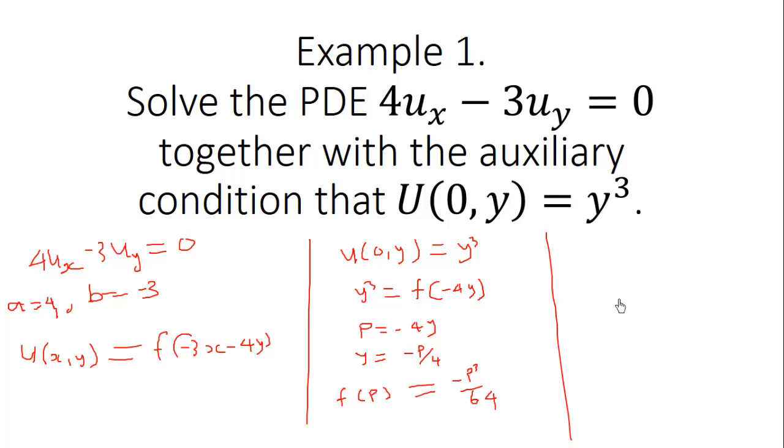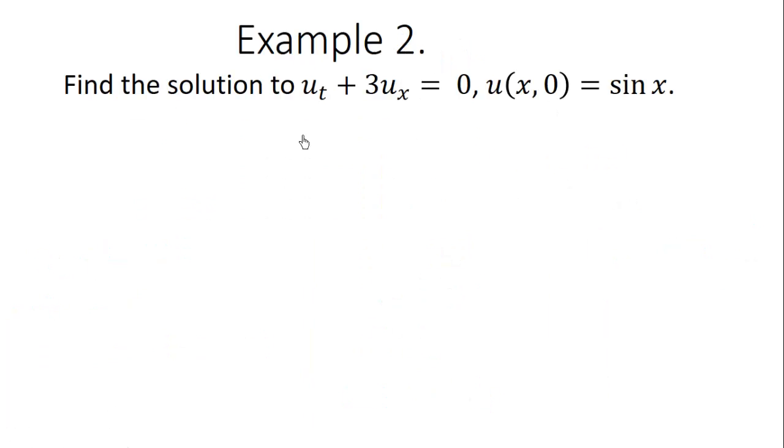So we have our particular solution u(x,y) being equal to (3x plus 4y) all cubed over 64. So wherever we see p, we substitute this, and we simplify to get this as a solution of the given PDE. Now let's take the next example.